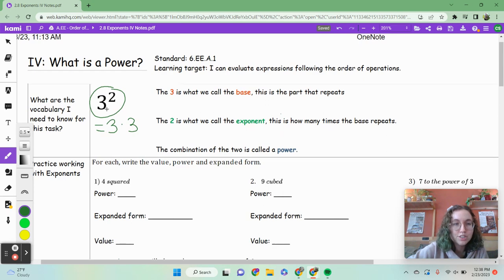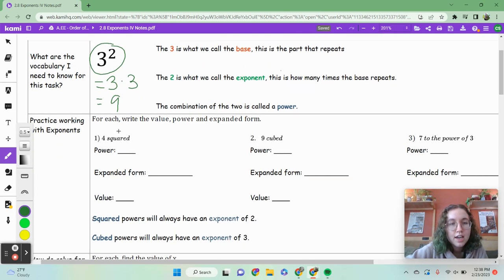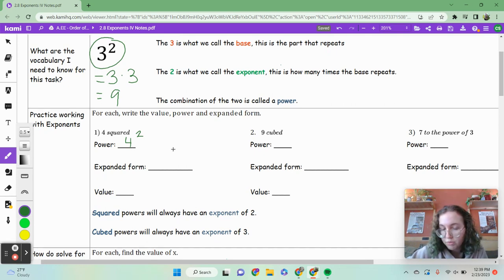So let's put that into action. If we wanted to solve this, 3 squared or 3 times 3 is 9. So let's say I have the term 4 squared. If I wanted to write that as a power, I would write that as 4 to the second. We'll talk about why that's called squared a little bit later. If I wanted to write that in expanded form is when I write it out as a multiplication problem. So this is 4 times 4. That value, when I multiply 4 times 4, or 4 squared, that gives me 16.